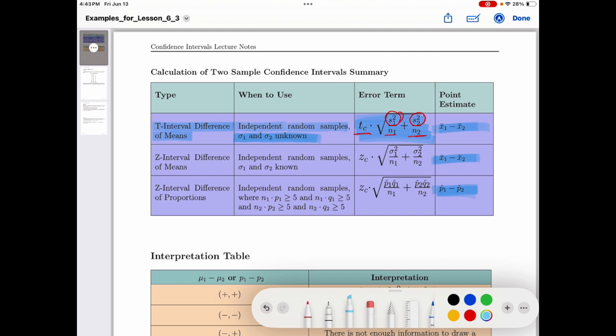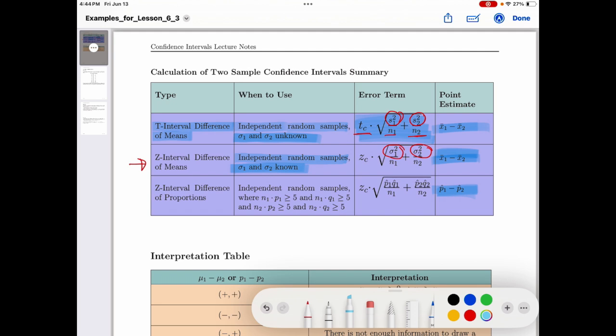Let's look at the second row. This is another confidence interval for the difference of means, but this time we do know what sigma 1 and sigma 2 are, our population standard deviations for both of the populations. And because of that, in this formula, we would use the population standard deviation rather than the sample standard deviation. This doesn't happen too much in real life, but if we do run into it, we'll know how to handle it. Okay, so we also need those samples to be independent and random, and the point estimate is going to be the same as for the t-interval. It's the difference between the two means.